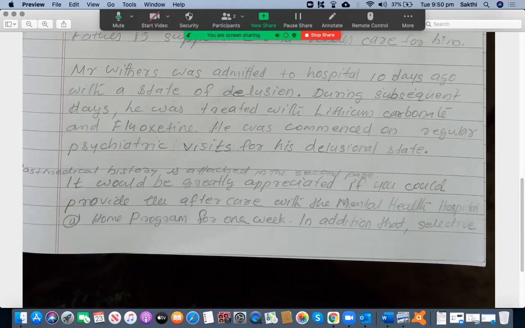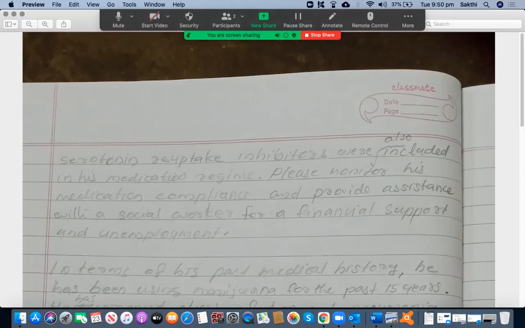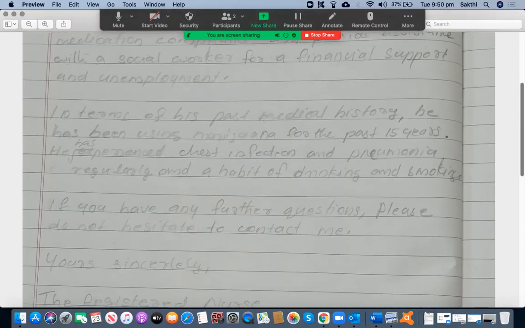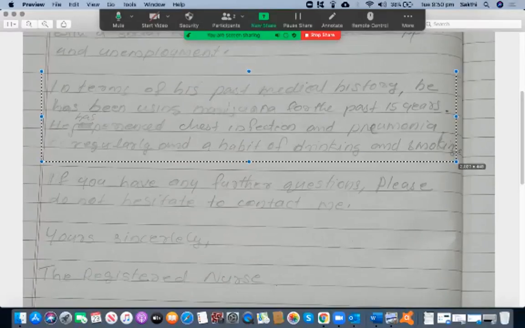So you have already attached it, right? Past medical history. Yes, sir, in the second page. Oh, you have written it on the second page. Sorry. Let me go through that first. So in terms of his past medical history, he has been using marijuana for the past 15 years. He has, what is this? Experienced chest infection.